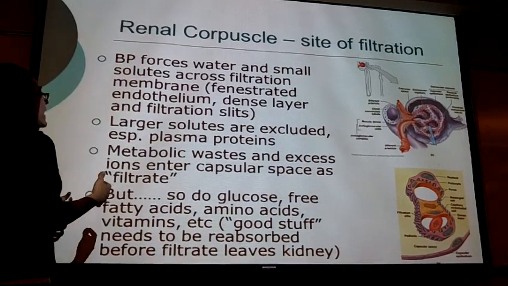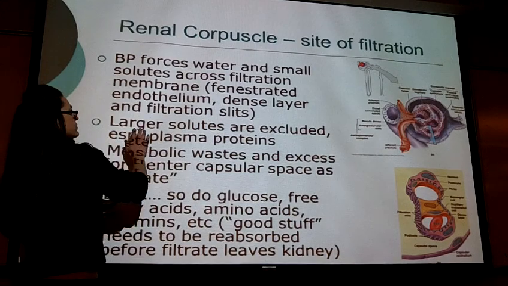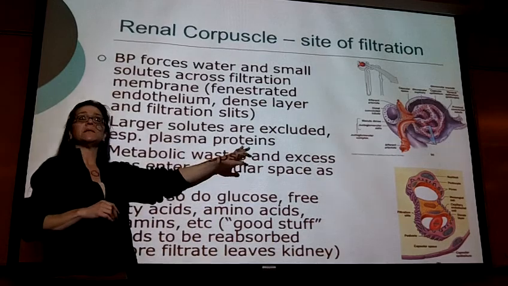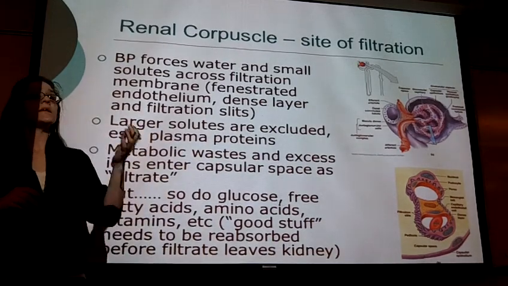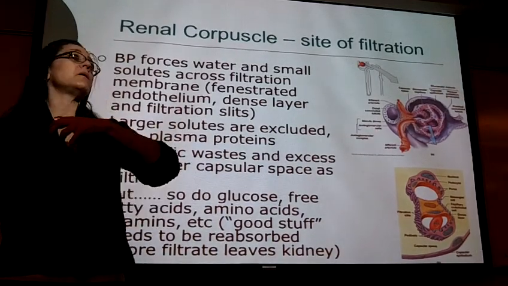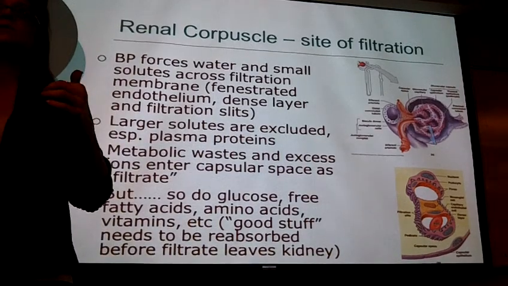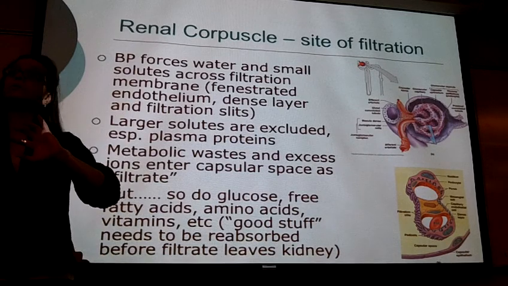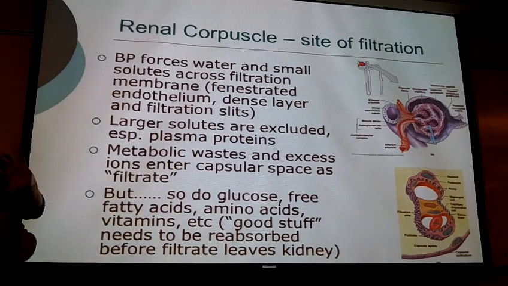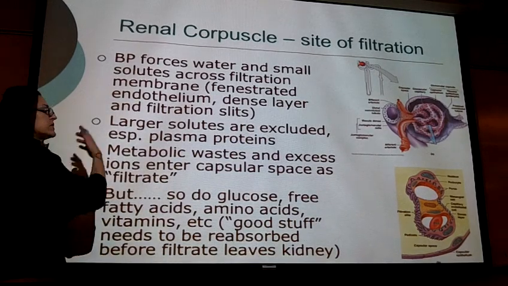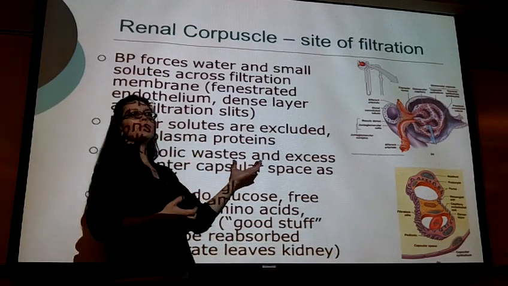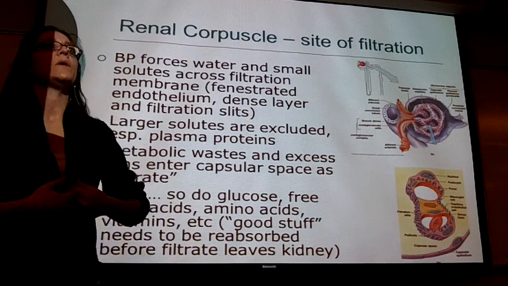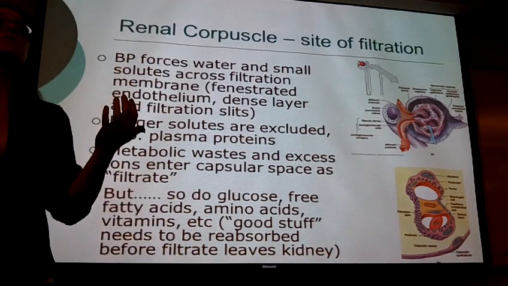Now, let me just also say, things that are larger, like plasma proteins, cells, red blood cells, white blood cells, they're not going to be able to fit through those pores or those slits. So they're going to get left behind. They're going to end up staying in those capillaries and being a part of the blood. Now, this is good because we want things like metabolic waste to come out of the blood and into this filtrate so that we can eliminate that from the body as urine.